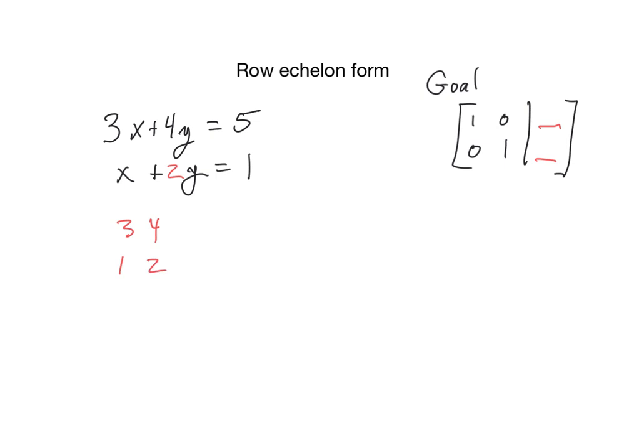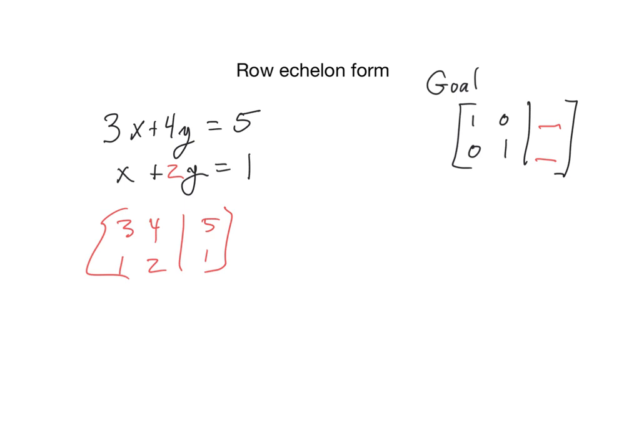Make sure I rewrite my equations the right way. So 3, 4, 1, 2, 5, 1. And what I can do is what I do when I do linear combinations. I can multiply an entire row, I can multiply this whole equation by 2, and I can multiply this equation by anything else. I can add and subtract equations.